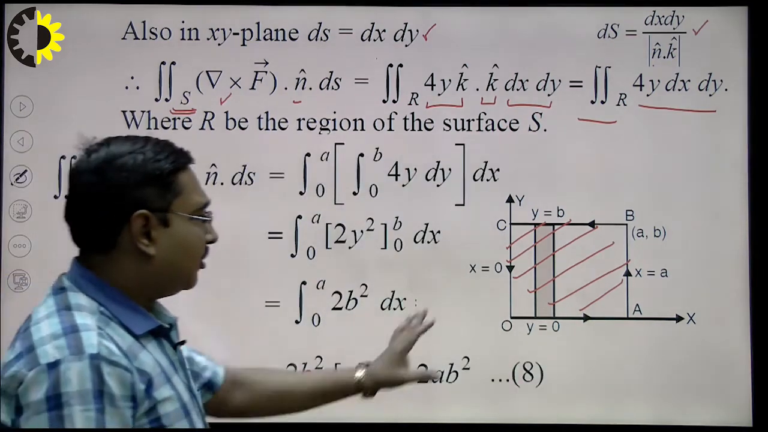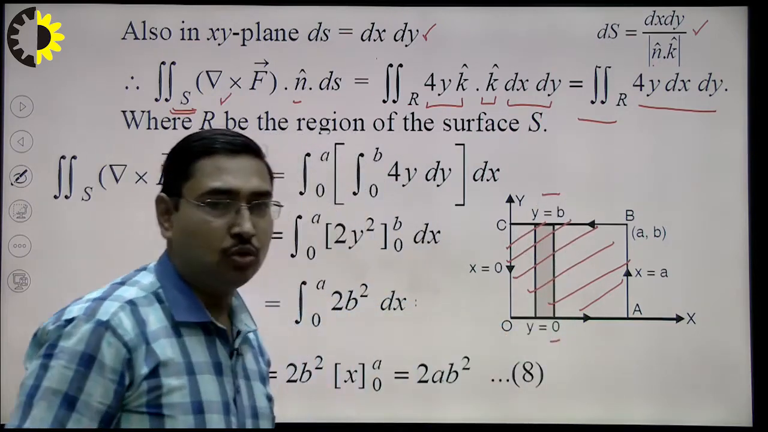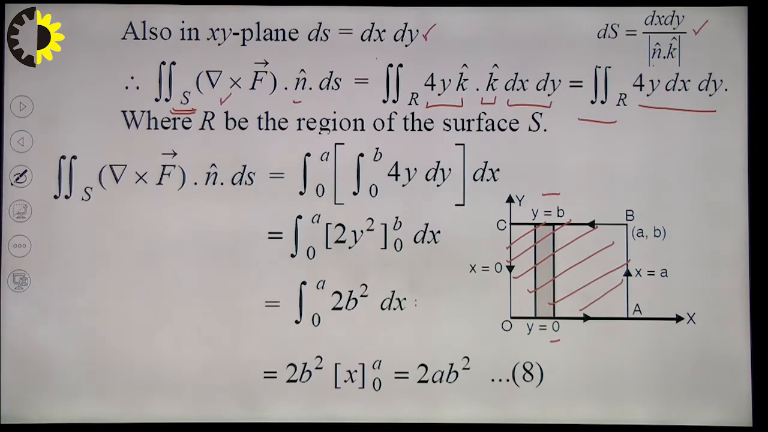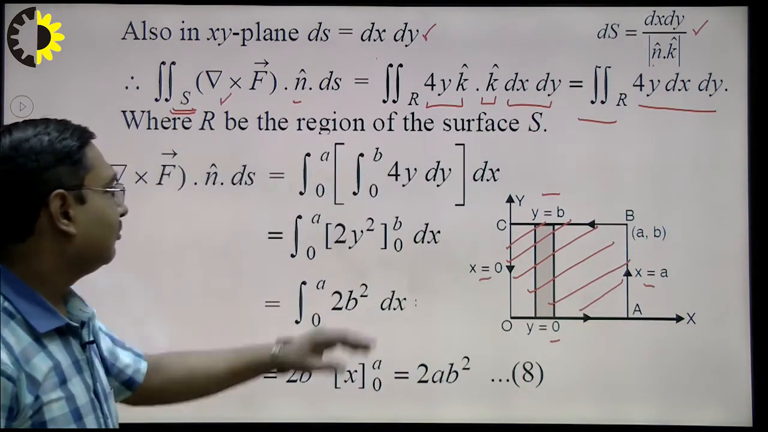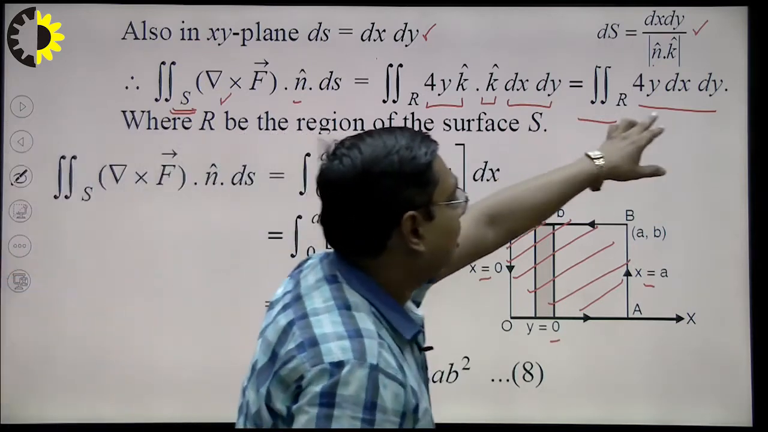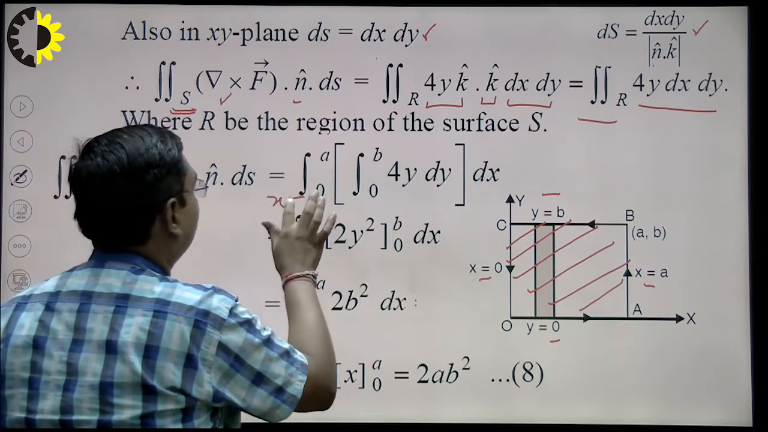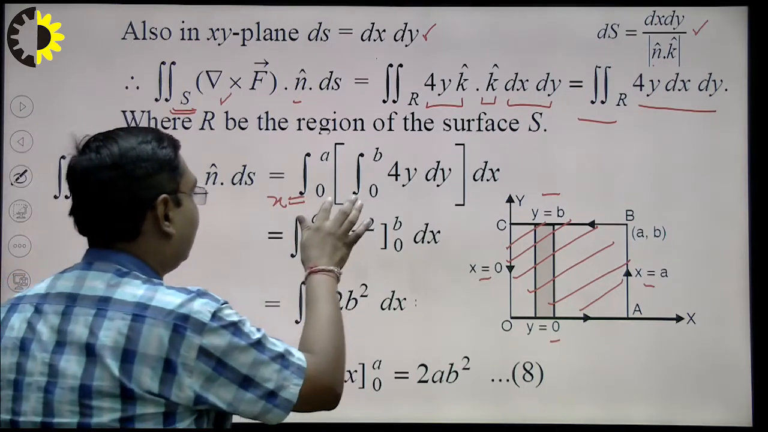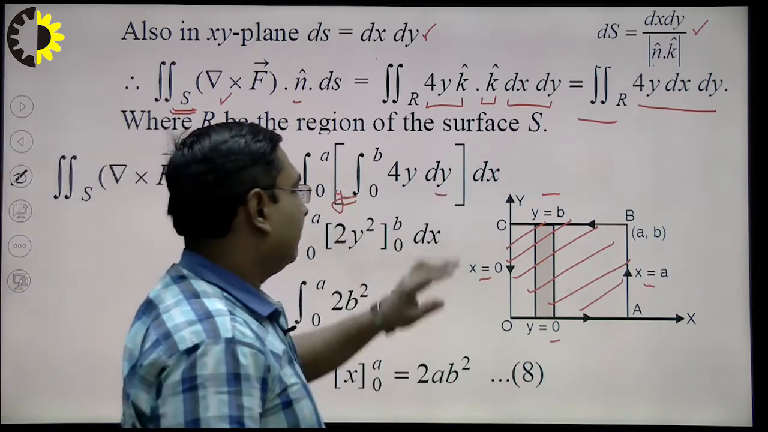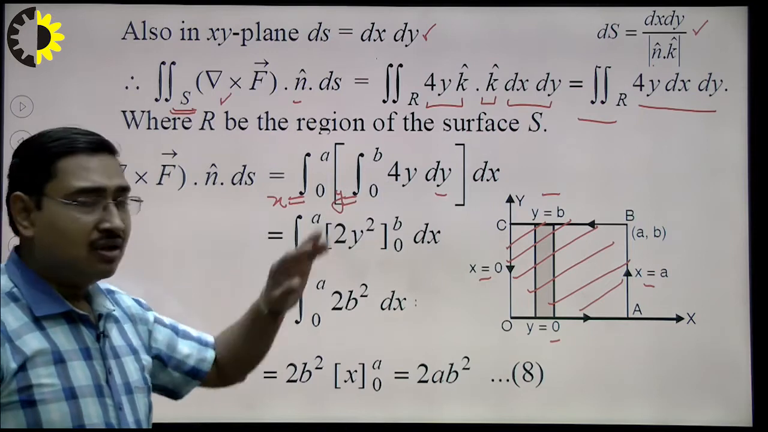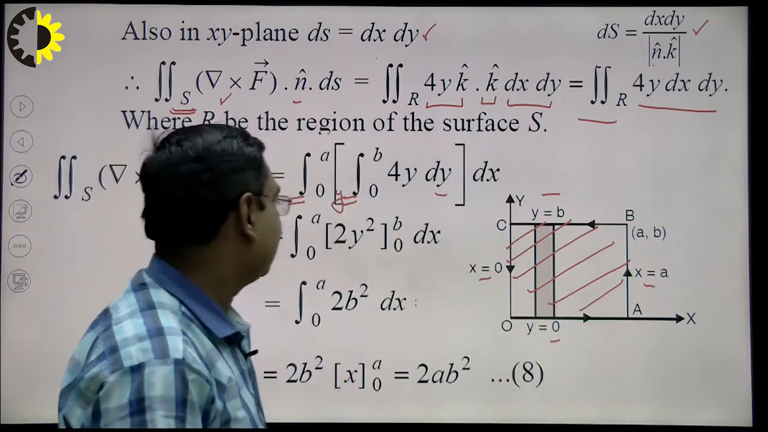Now, for this rectangular region, y varies from 0 to b, dividing the region into vertical slices. X varies from 0 to a, and therefore this integral 4y dx dy is written as x from 0 to a, y from 0 to b, 4y dy dx. Because y is occurring inside, we will evaluate the integral with respect to y first.